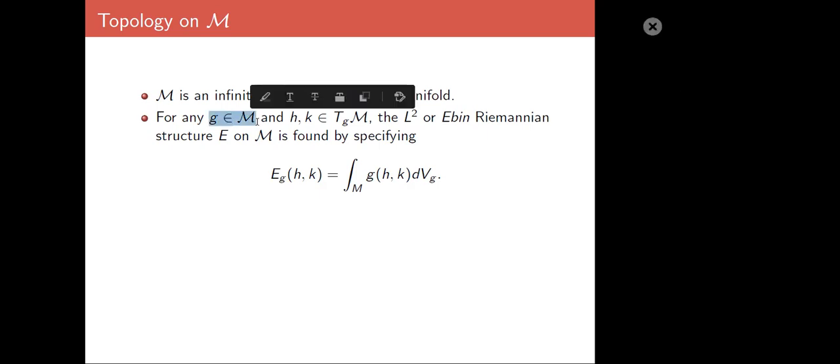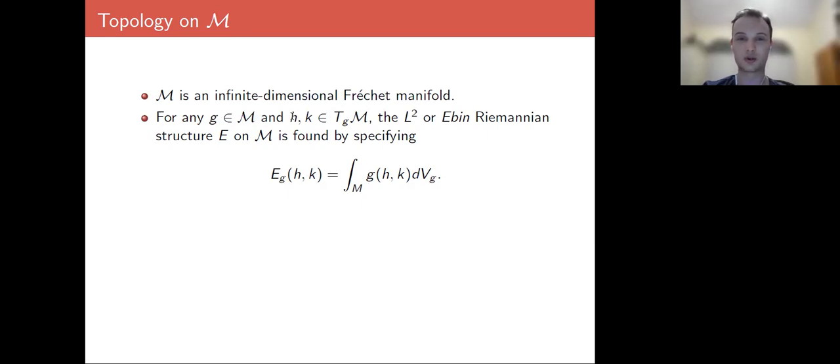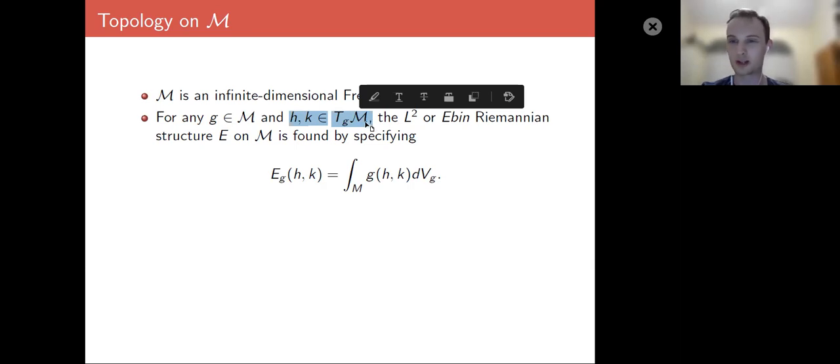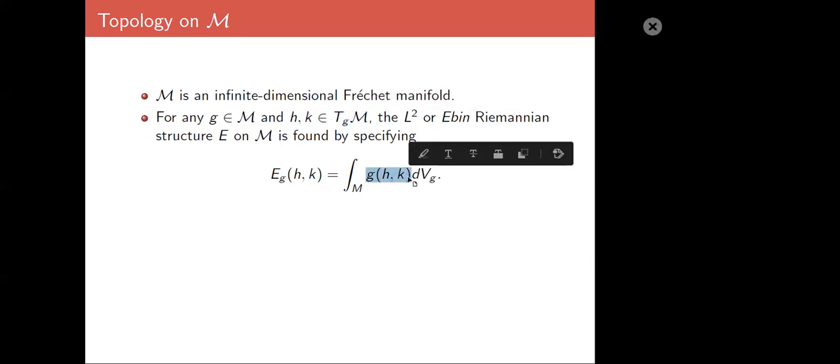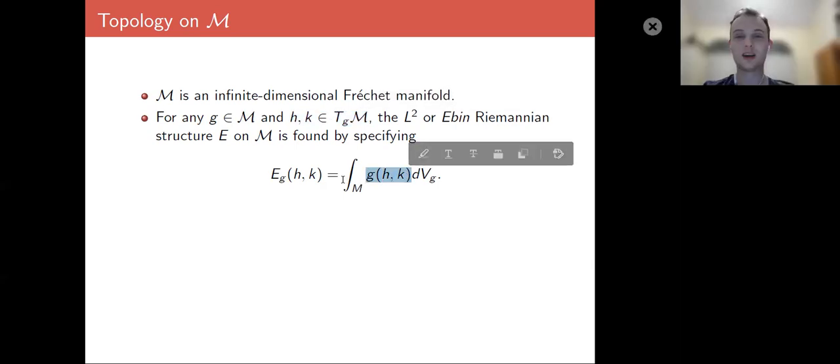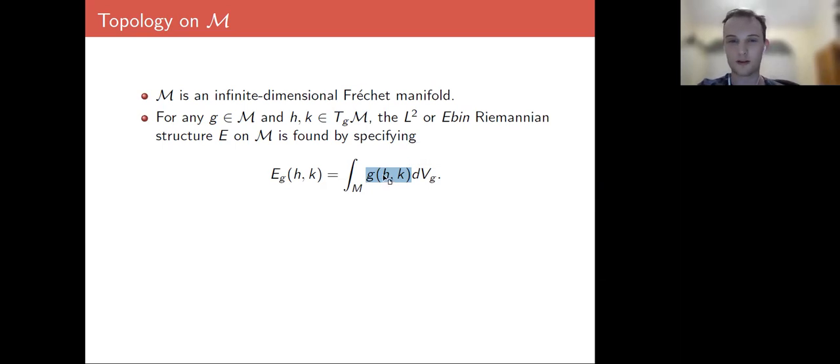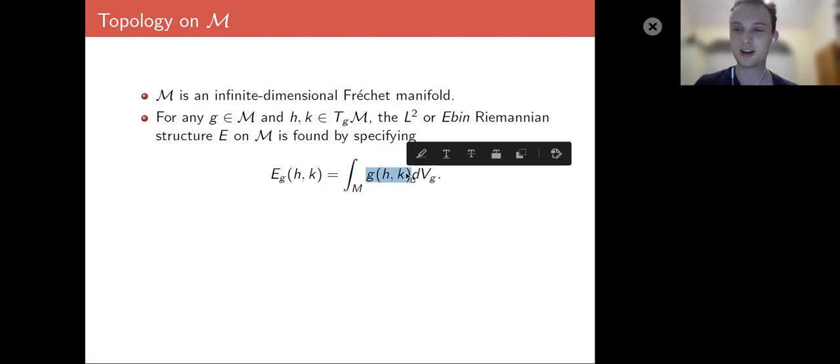So let's pick a point in this manifold. To specify an inner product, I have to take two elements of the tangent space. So these are going to be symmetric 0-2 tensor fields. And then the metric is found by taking the inner product of these two symmetric tensor fields and then integrating over M. For those who are unfamiliar, you might not like this expression here because the Riemannian metric, originally it will take inputs as vector fields, but there's a fairly natural way of extending that to an inner product on symmetric 0-2 tensor fields.